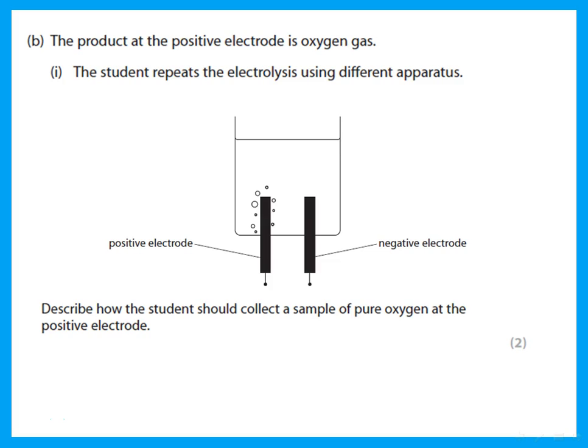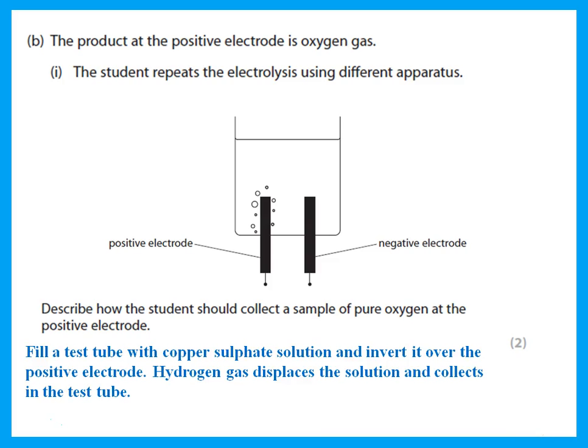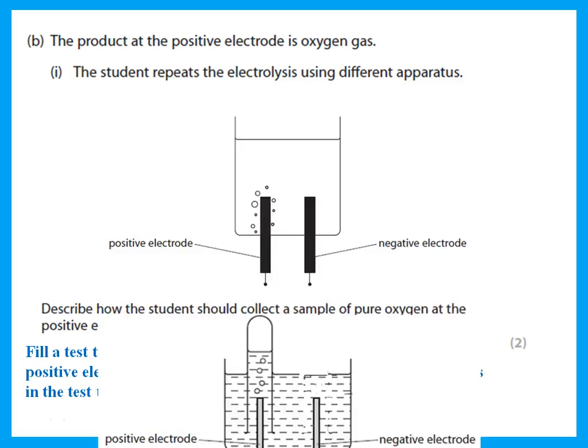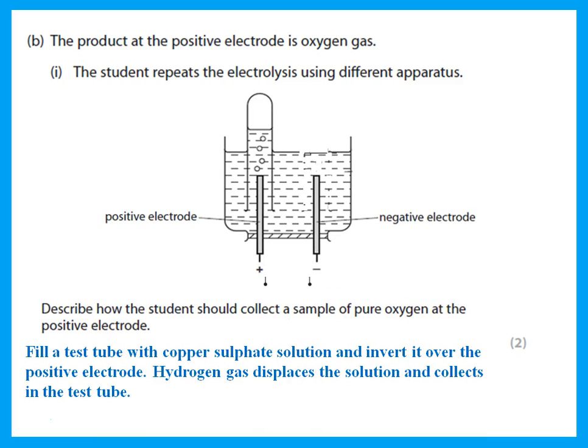The student repeats the electrolysis using different apparatus. Describe how the student should collect a sample of pure oxygen at the positive electrode. Remember, we said when we do electrolysis and we want to collect the gases, how do we collect the gases? So we fill the test tube with copper sulfate solution and invert it over the positive electrode. The gas will go up, displace the solution, and collect in the test tube.